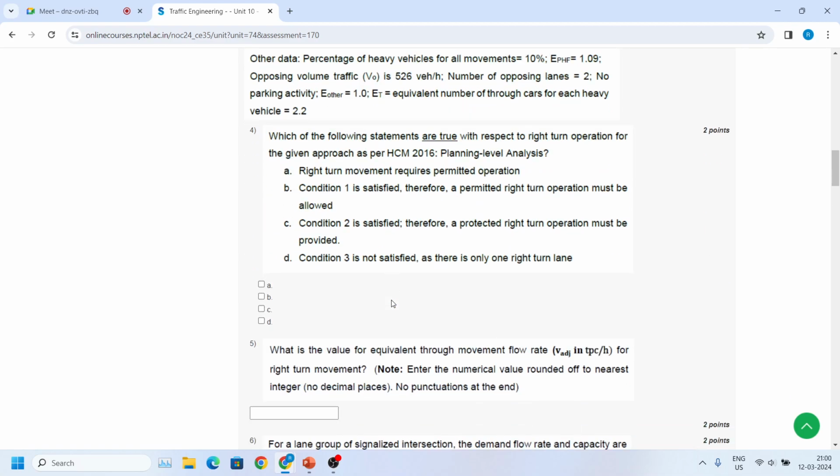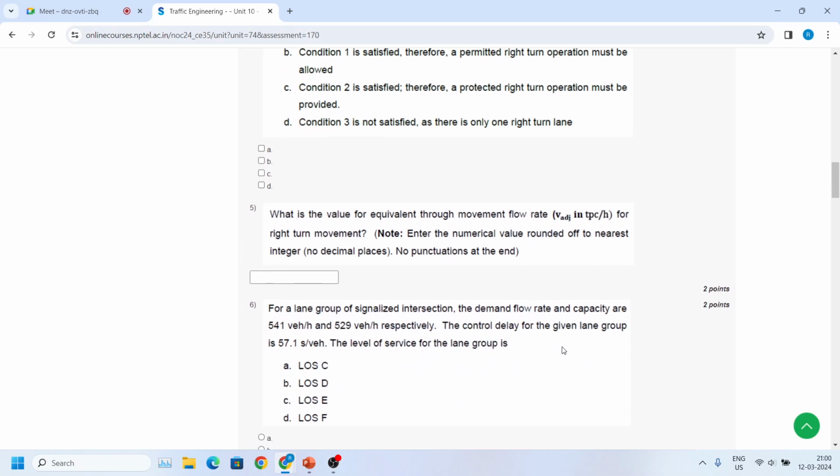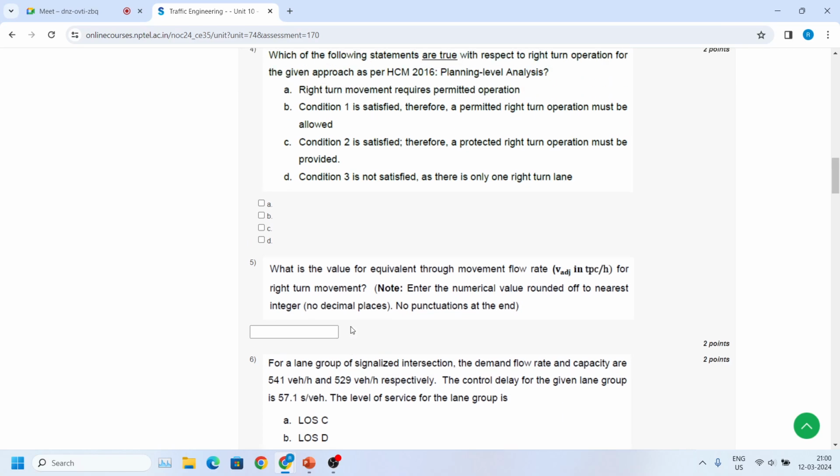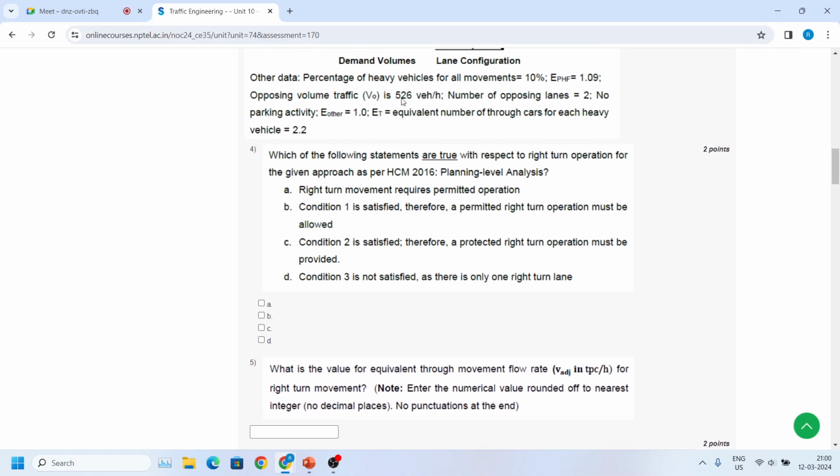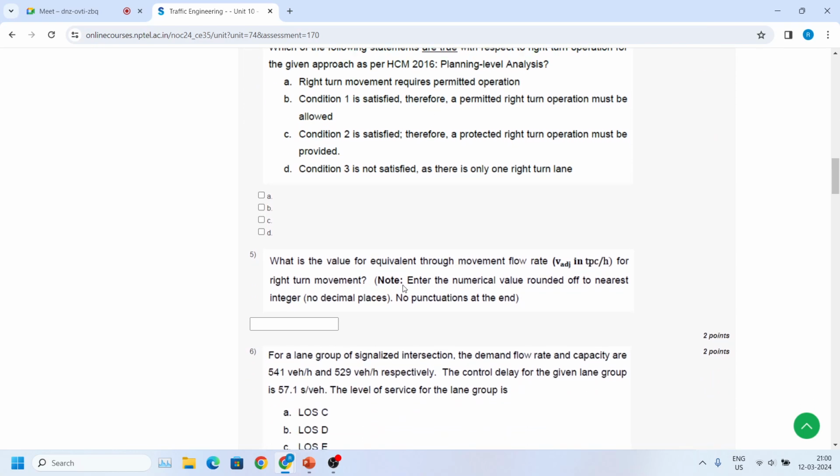So what is the value for equivalent flow movement? So we adjusted for right turn movement. So I think it's a direct formula. It's not that difficult, right? Let me just quickly check. So it's V times all these factors multiplied. V is given, 526 vehicles per hour, and all these factors are also given. So just multiply all those and you will get the answer.